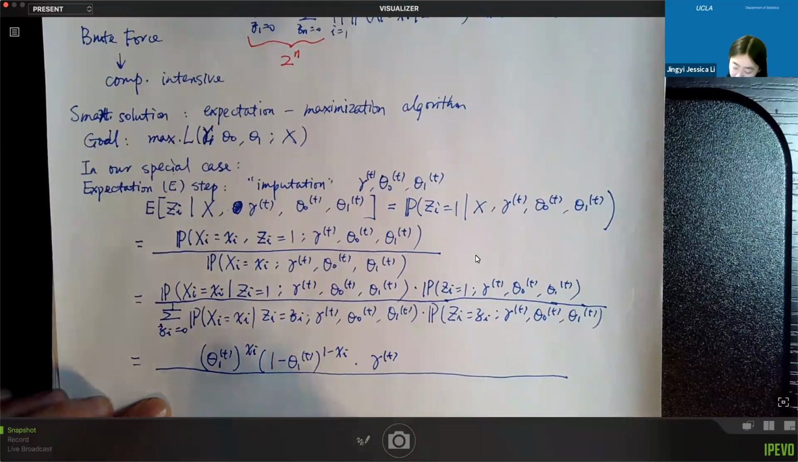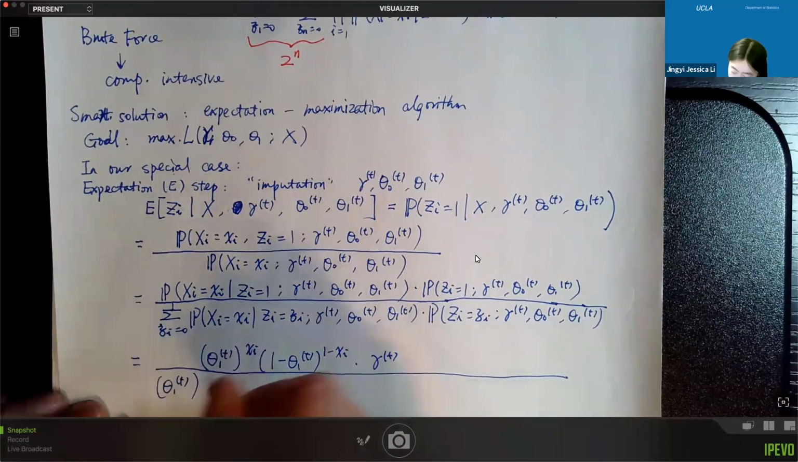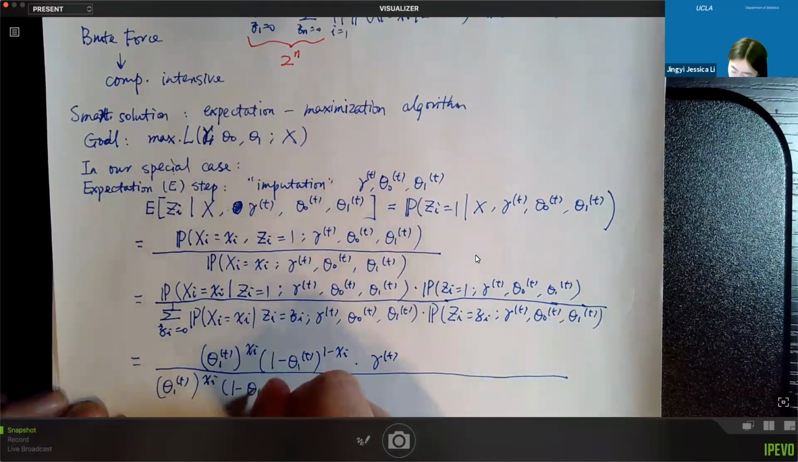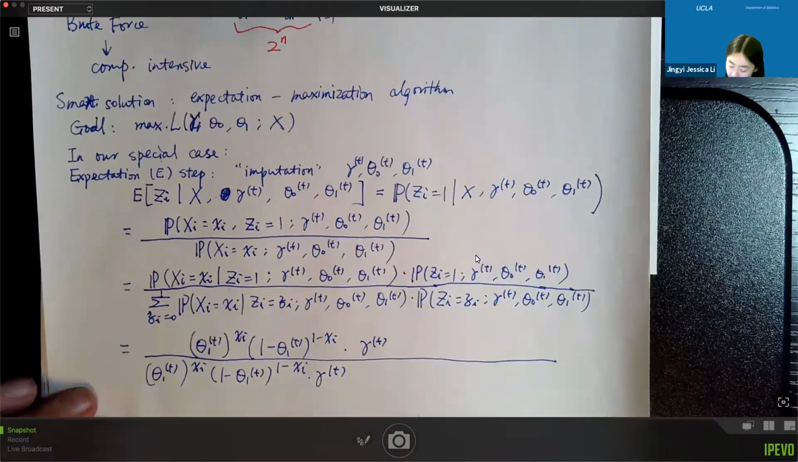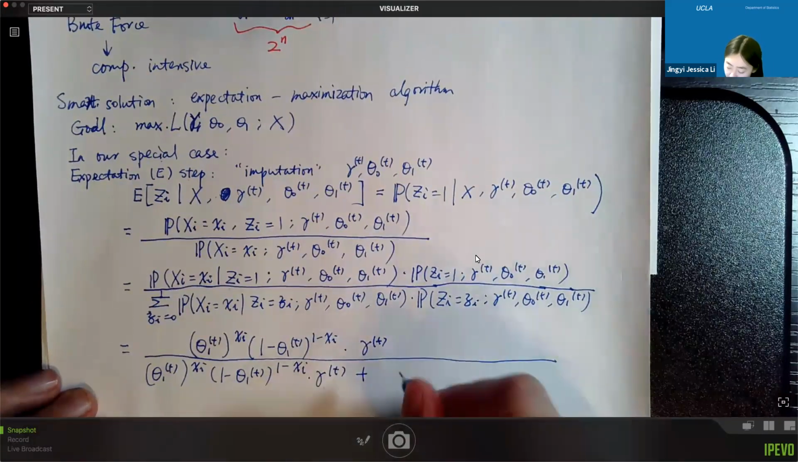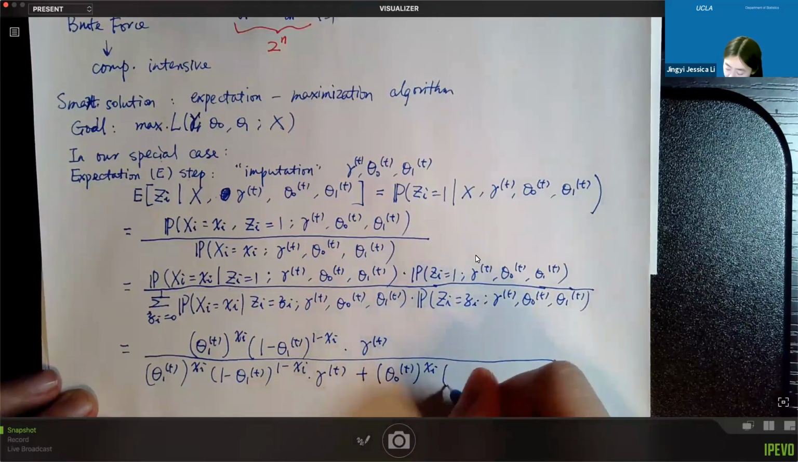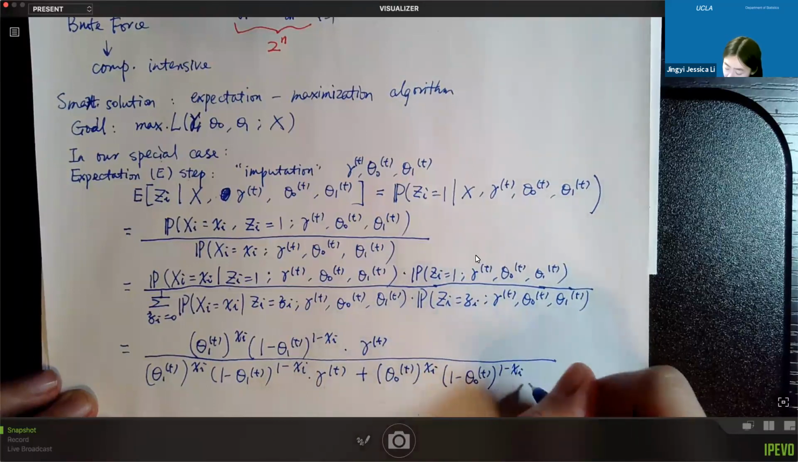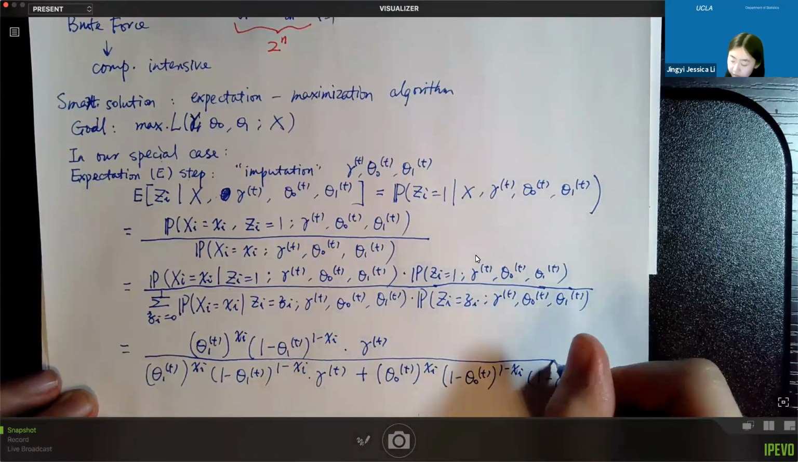For the denominator, we need to consider Zi being 0 or being 1, so we'll have 2 terms. It's theta 1t to the power xi times 1 minus theta 1t to the power 1 minus xi times gamma t. That's the case when Zi equals 1. Plus, when Zi equals 0, I have theta 0t to the power xi times 1 minus theta 0t to the power 1 minus xi times 1 minus gamma t. This is for Z equals 0.